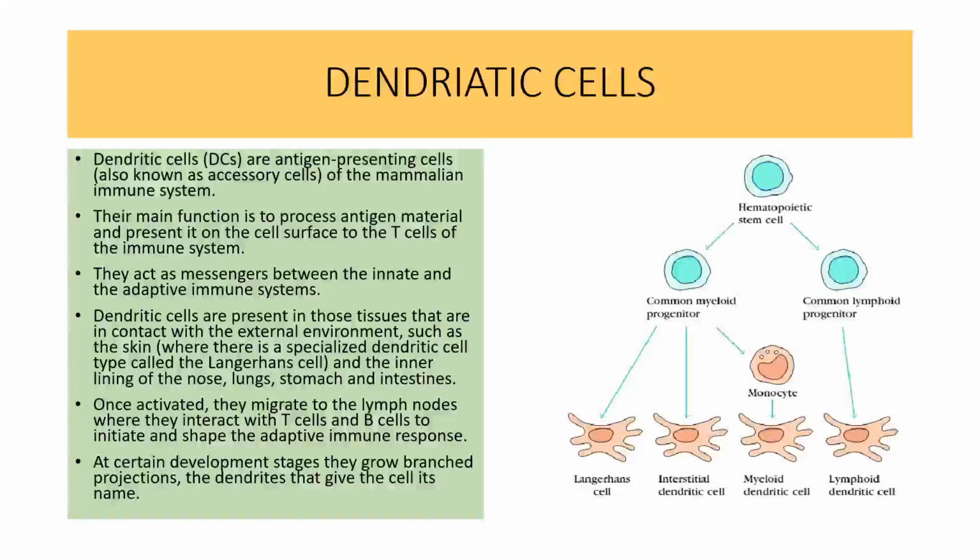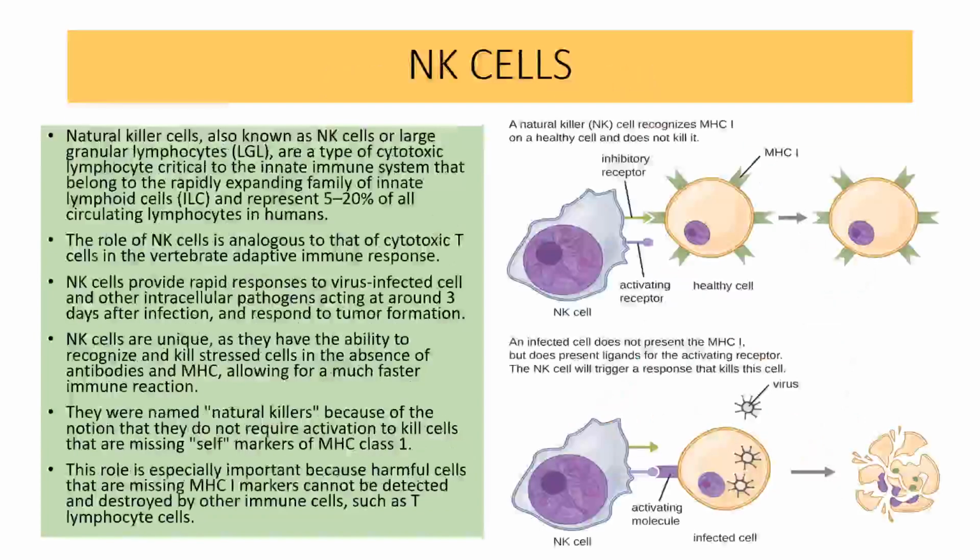At certain developmental stages, they grow branched projections, the dendrites, that give the cell its name, that is dendritic cell. So they develop from the hemopoietic stem cell. Different types of the dendritic cells are there, for example, Langerhans cells, then interstitial dendritic cells, then myeloid dendritic cells, and lymphoid dendritic cells. So these are different cells of the immune system.